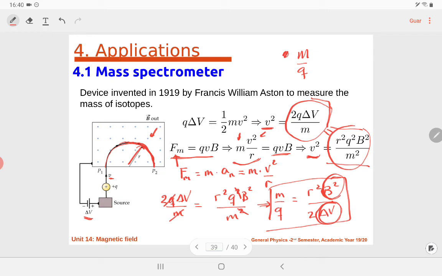And with this ends the slides and the theory that I wanted to tell you about Unit 14, and you can now do all the exercises.